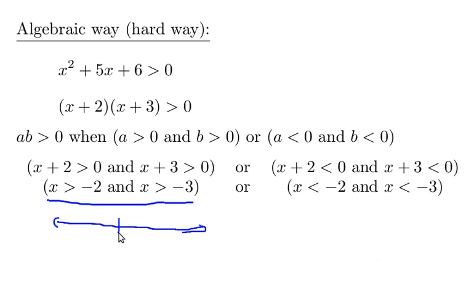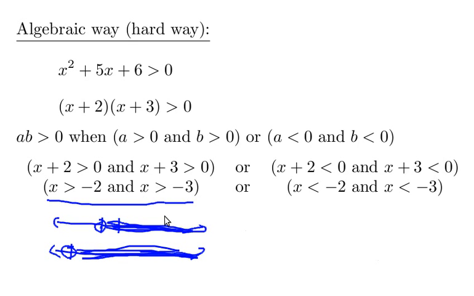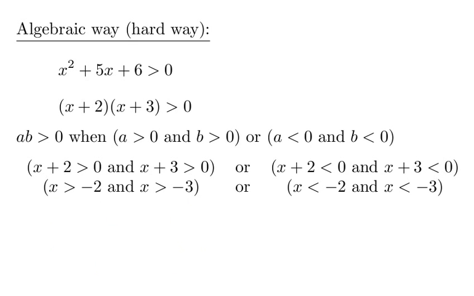We have from -2 up to infinity, and we have from -3 up to infinity. So that means when we combine these two with "and," we're only concerned about what they have in common, which is this, from -2 to infinity. So we can say that x is greater than -2.